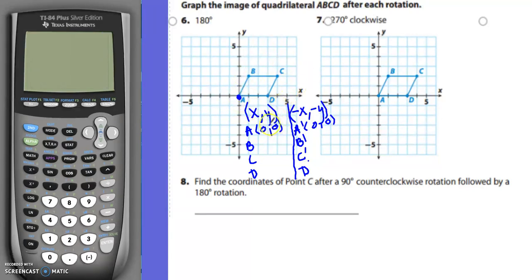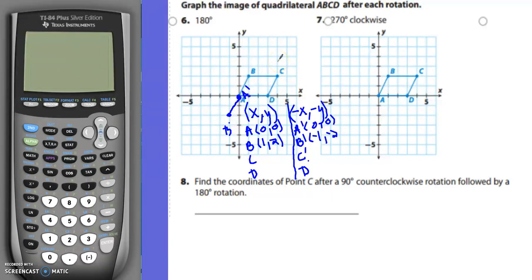All right, B is going to be at 1, 2. So over 1, up 2. The opposite of 1 is -1. The opposite of 2 is -2. So we're going to go to the left 1, down 2. And we're going to call that B prime. All right, and then I forgot to call this A prime, sorry.